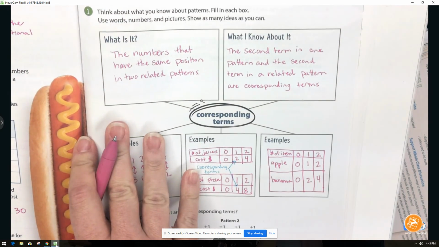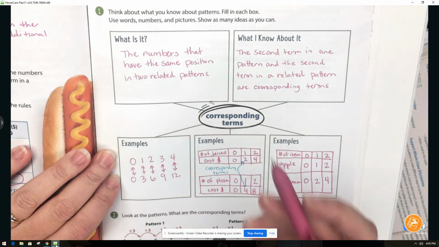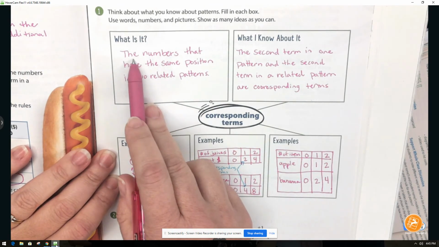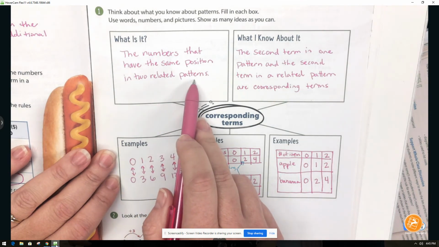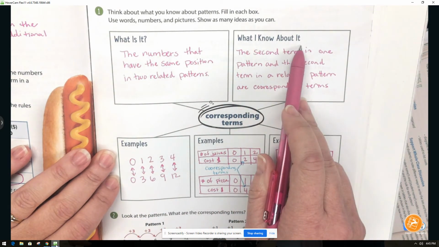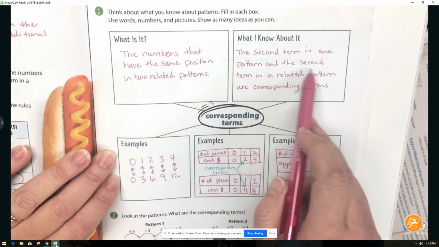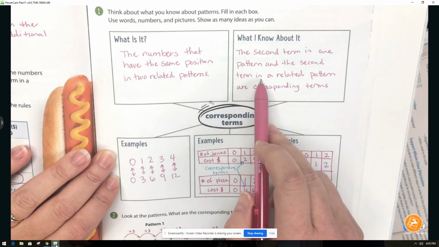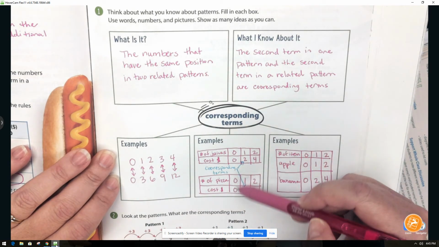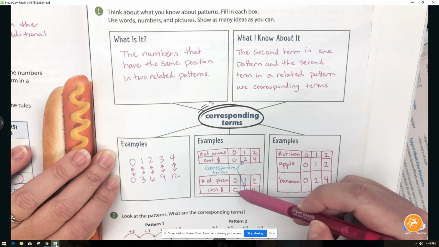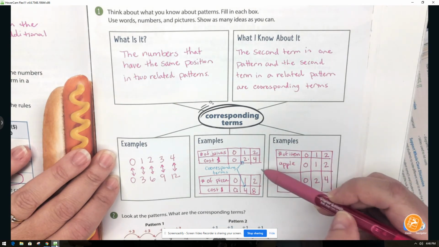Now we're going to learn a little bit more about corresponding terms in our graphic organizer. So again, what are corresponding terms? They are the numbers that have the same position in 2 related patterns. What do we know about it? We know that the second term in one pattern and the second term in a related pattern are corresponding terms. Like 0 and 0 are corresponding terms in this example. 2 and 4 are corresponding.